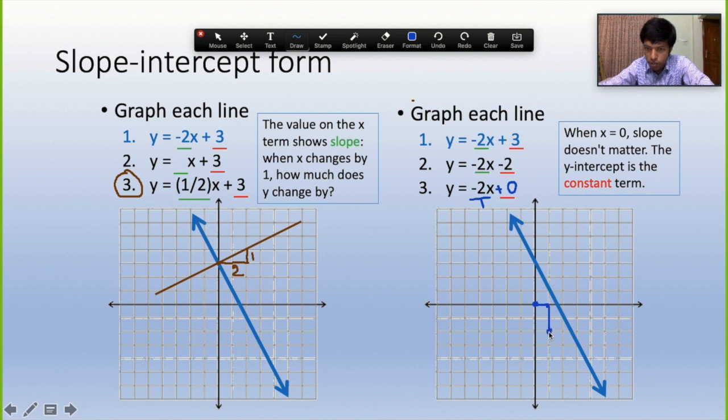Negative 2 is here. Then you just join them to get the line. I think the line is somewhat like this. Yeah, so this is the drawing for this number 3.